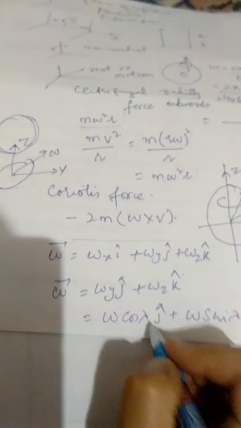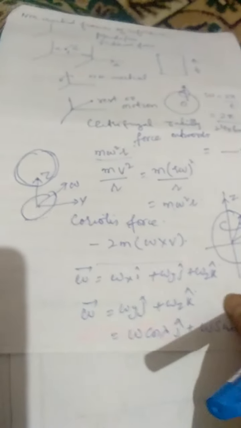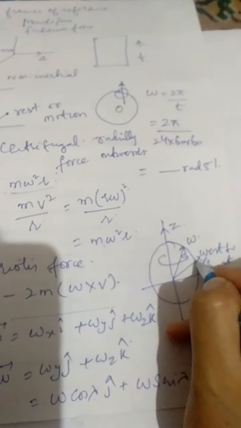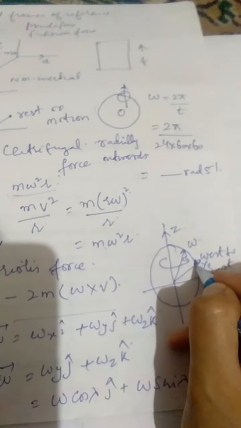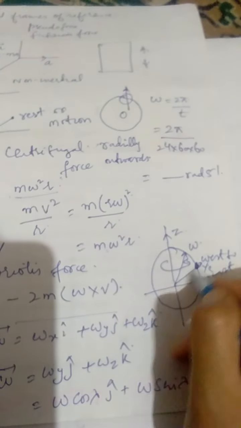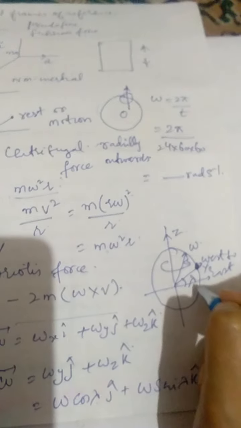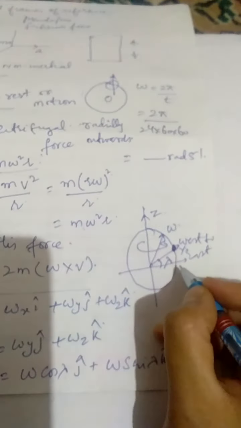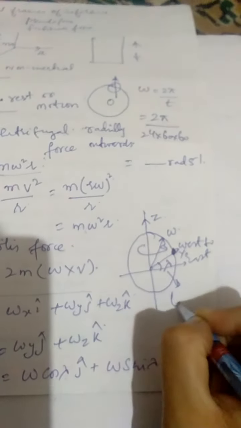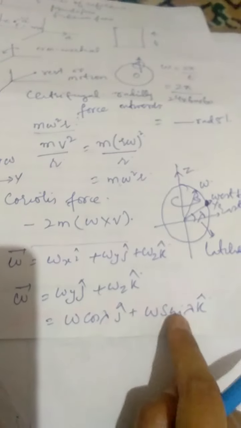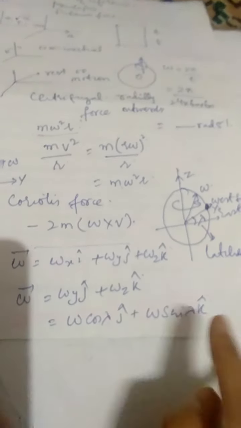Now you may ask me, what is this lambda? This lambda is called the latitude. Latitude is the angle which the radius vector of, suppose this is the body lying on the surface of Earth, the radius vector that joins this body to the center of Earth, makes with the equator. And that angle is called lambda, or it's also called latitude. So these are the components of omega: omega cos lambda j along y-axis, omega sine lambda k along z-axis. But it will not have a component along x-axis.